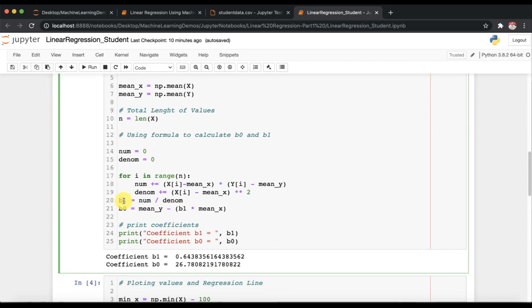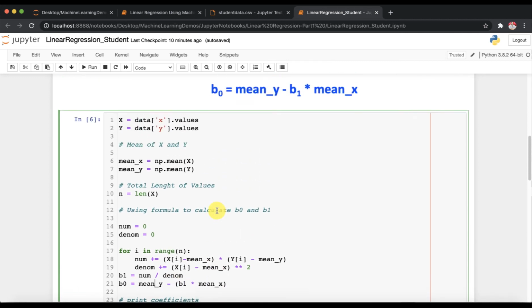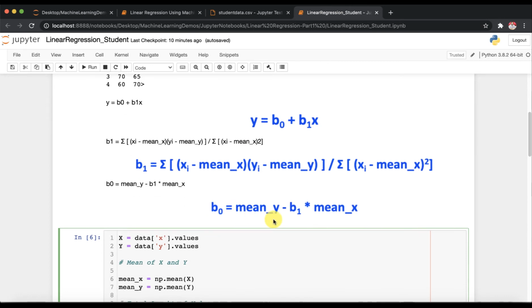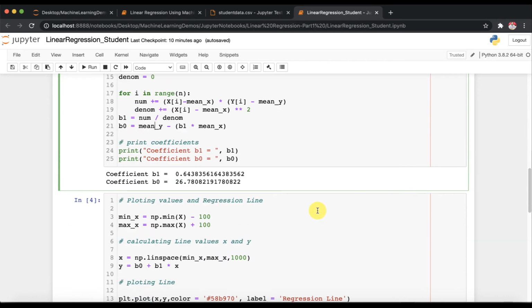Now as well you are going to get the b1 value, and for calculating the b0 coefficient, it is mean of y minus b1 into mean of x. So here you can see mean of y minus b1 into mean of x.